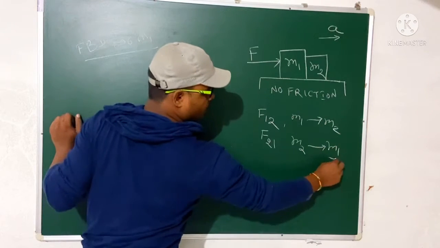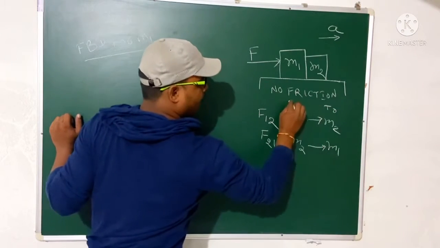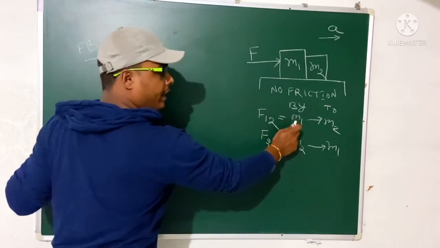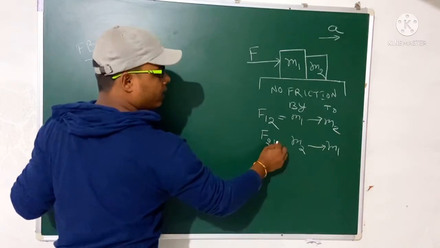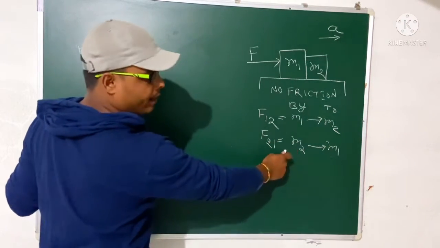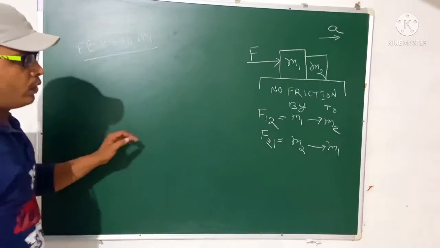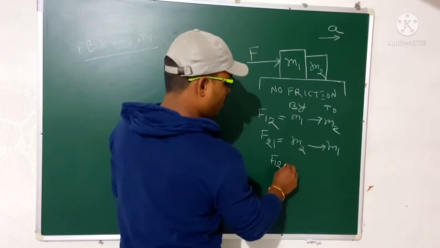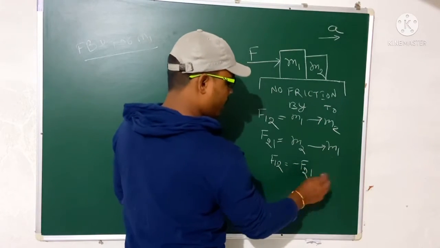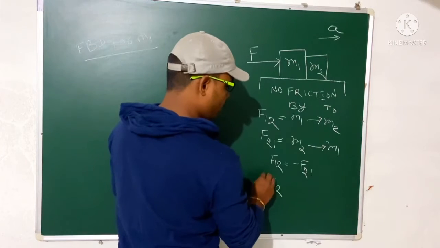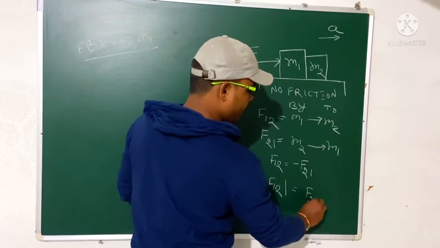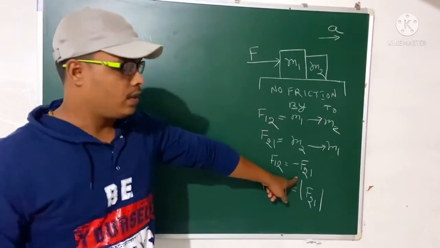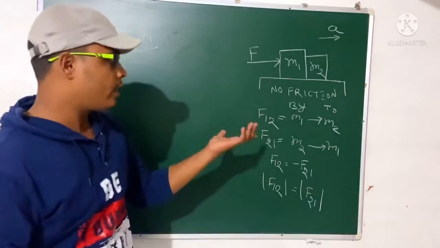So F12 is the force given by M1 to M2, and F21 is the force given by M2 to M1, right? So you are clear about F12 and F21, and we have F12 equal to minus F21, right? But remember, the magnitudes of both are the same. Why have I given one negative sign? Because the negative sign represents Newton's third law. That means for every action there is an opposite and equal reaction.